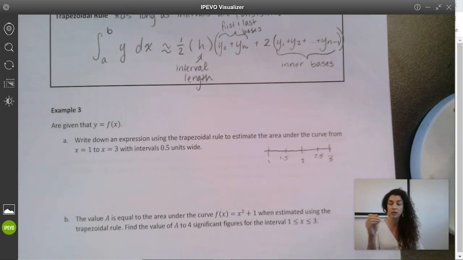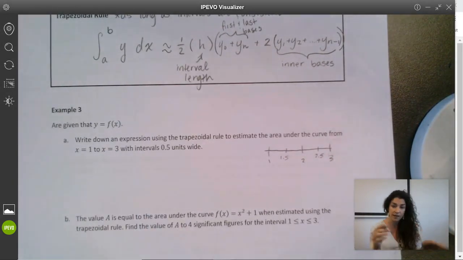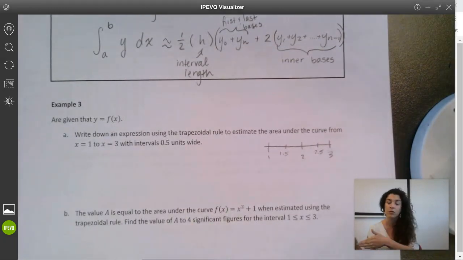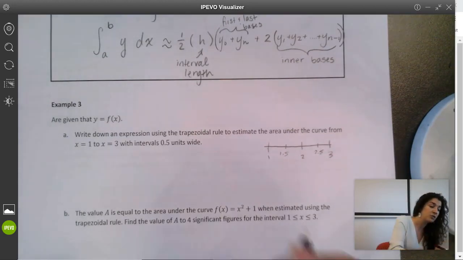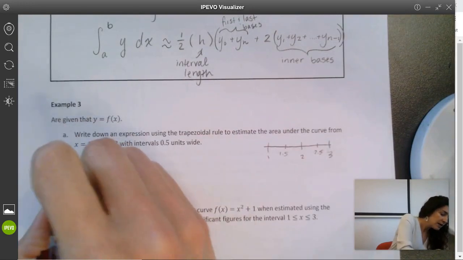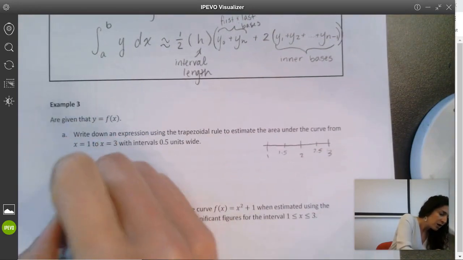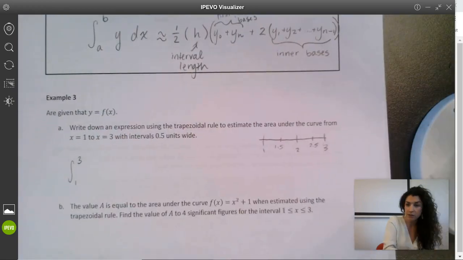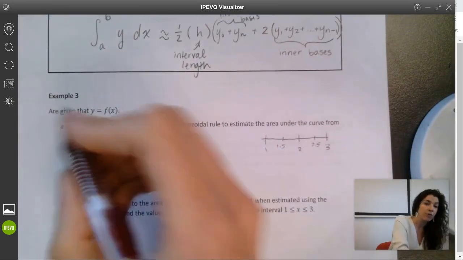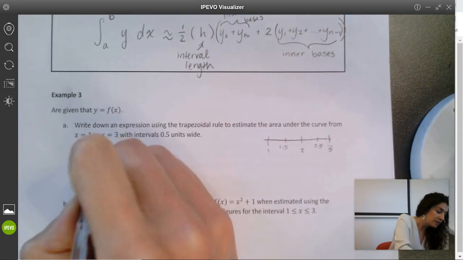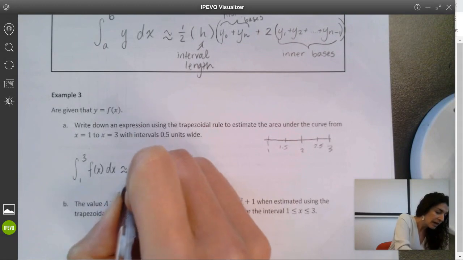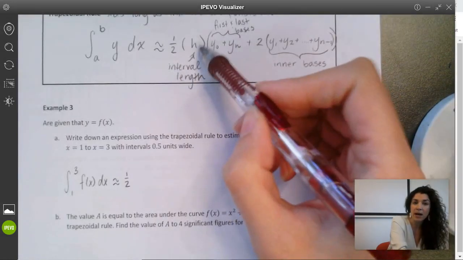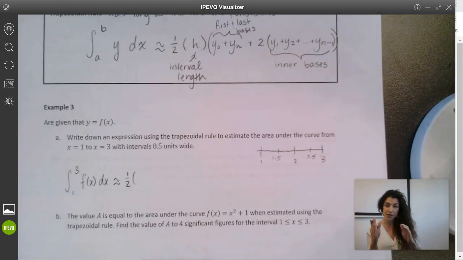So just a really quick visual, like, okay, if we're going from 1 to 3 on the x-axis and we want to split it up into intervals that are all 0.5, this is what it would look like. So right now we're just writing down an expression using the trapezoidal rule. So that would be equal to, from 1 to 3, the definite integral or the area underneath the curve from 1 to 3 of whatever f of x is, we don't even know, dx, is approximately 1/2, and then we multiply it by the height. Well, remember that our height is the length of that interval, right?